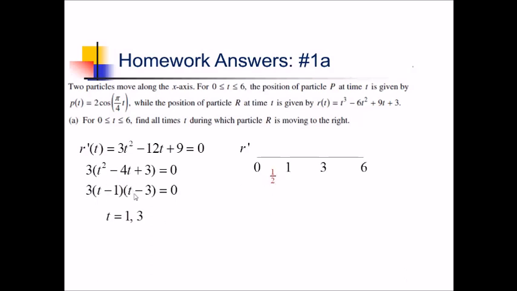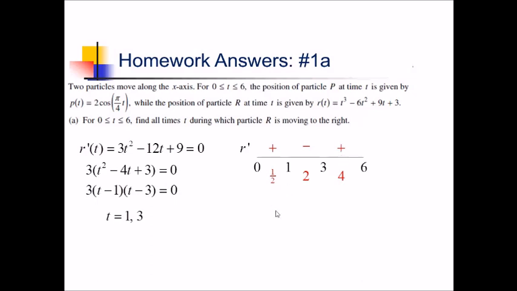Plugging that in my r prime here, that's going to be a negative times a negative, which is a positive. Next, I'll test out 2 on that second interval. That's going to be a positive times a negative, which comes out negative. And I'll test out 4 for this last interval. That comes out positive, positive, so positive overall.